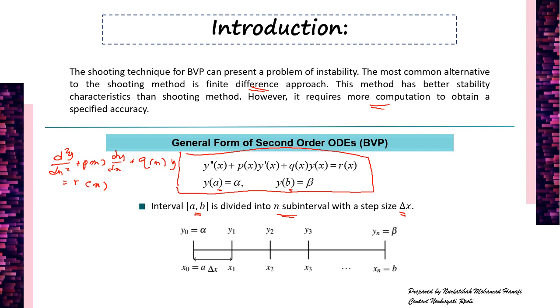So this is the illustration. We have a number line. We start from x0 equal to a, which is from our condition here, and we end with xn equal to b. So this is the condition here. Then we divide from a to b into several intervals with step size delta x.